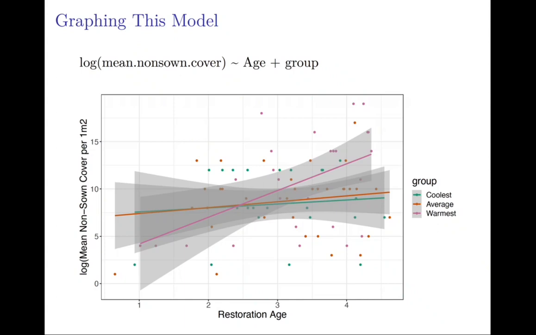Here's a graph looking at restoration age on the x-axis, and the log of the mean non-zone cover per meter squared on the y. And normally I wouldn't recommend that you color the lines by group since the groups were not significant, but I just wanted to point out here that this is what it would look like. And so, right, what we found was significant was age of the prairie, and so as the restoration age increases, you see that the cover of the weeds actually increases.